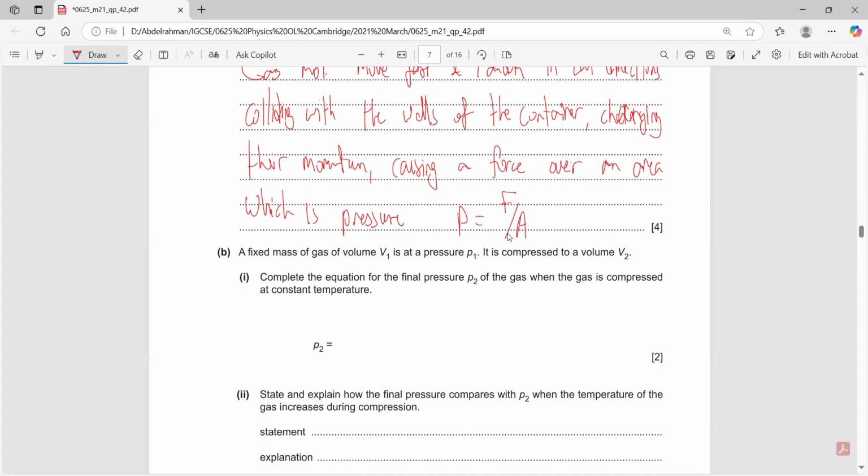A fixed mass of gas, volume V1, at pressure P1 is compressed to a volume V2. Can I find the final pressure P2? Yes, the final pressure P2. We know the equation P1 V1 equals P2 V2. He wants to find P2. So P2 would be P1 V1 over V2, right? He just wants you to write down the equation.